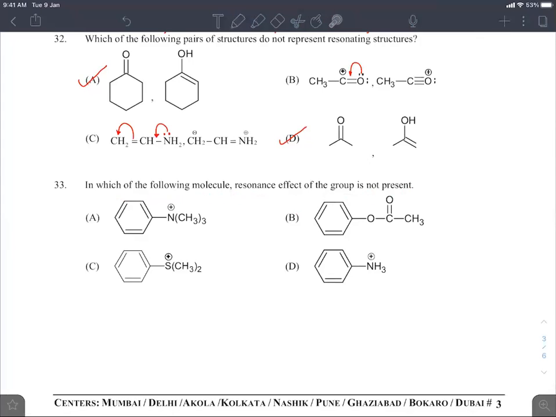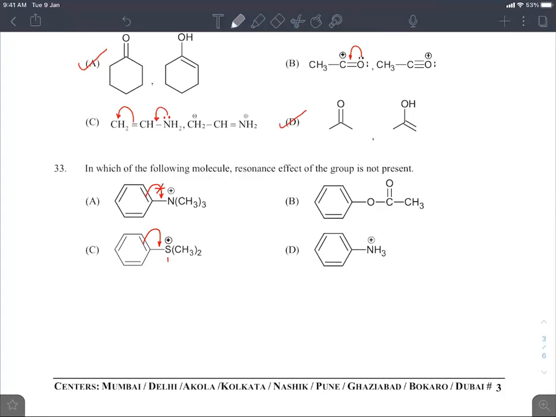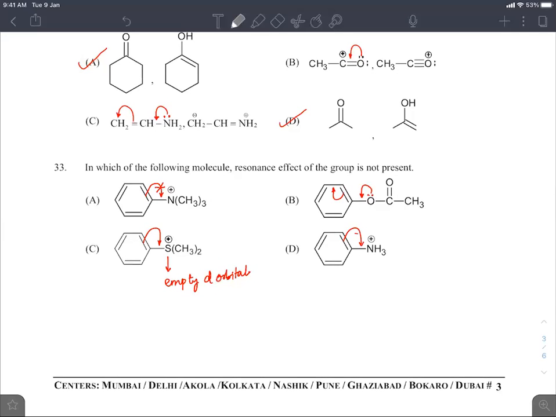In which of the following molecules is the resonance effect of the group not observed? Here the octet is already completed, so nitrogen cannot accept any more electrons. Sulfur can accept electrons because it has an empty d orbital. Oxygen can extend the conjugation here and make resonance happen. Ammonia cannot accept the electron because its octet is completed. So A and D are those cases where the octet is complete.